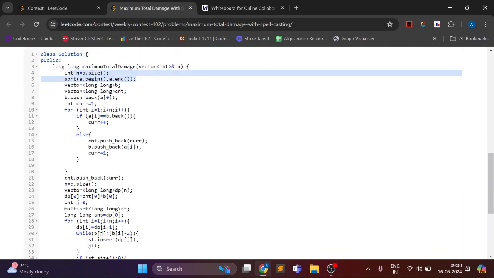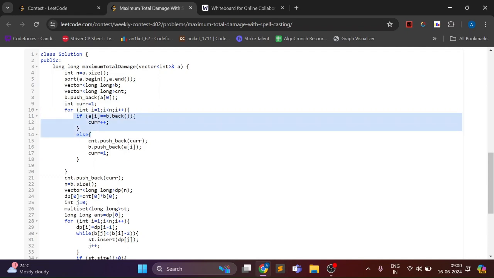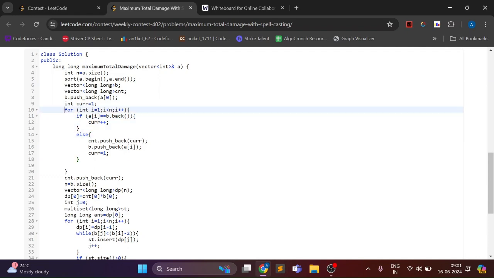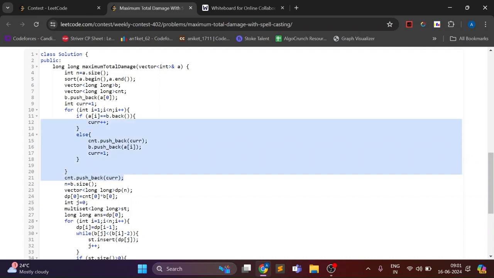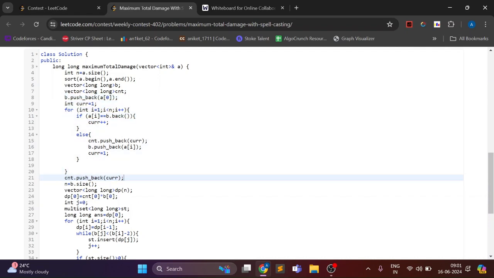So first of all, I have sorted the array. Then I have created two vectors, b and the frequency vector. I will first push a of 0 into b and declare a variable cnt which stores the current frequency of that element. Now I will iterate from 1 to n. If a of i is equal to b dot back, increment the current. Else I will push the current value into cnt and the new element into the vector b. So this part was about creating b and cnt.